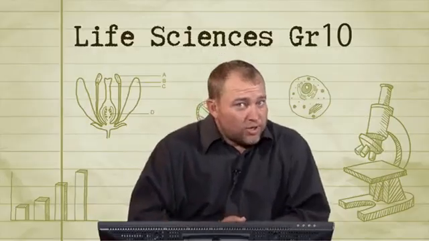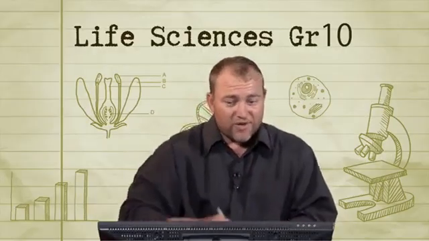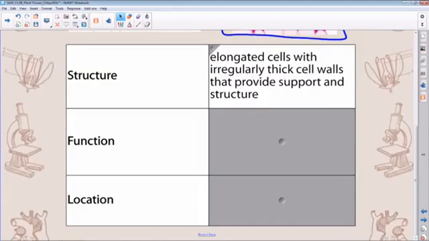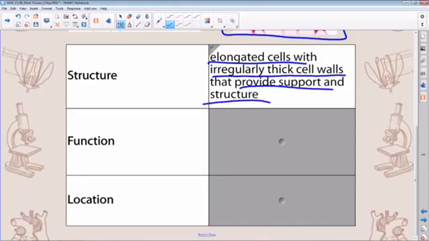You got it right. I'm sure you did. Let's have a look how you did. First one, the structure of it. It's an elongated cell with irregular, thick cell walls that provide support and structure. Remember, when it says an irregular, thick cell wall, it means it's thickened in the corners.